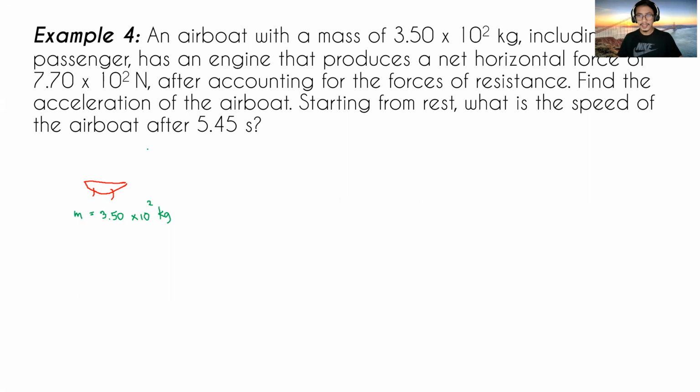Next, there is a net horizontal force. So that means we have a net force already. That is our summation of F net. It's not Fn, because Fn is the normal force. So the net force is 7.70 times 10 to the power of 2 Newton. This force is already the net force accounting for the force of resistance. So that means there is no more force of resistance here. It's already the net horizontal force.